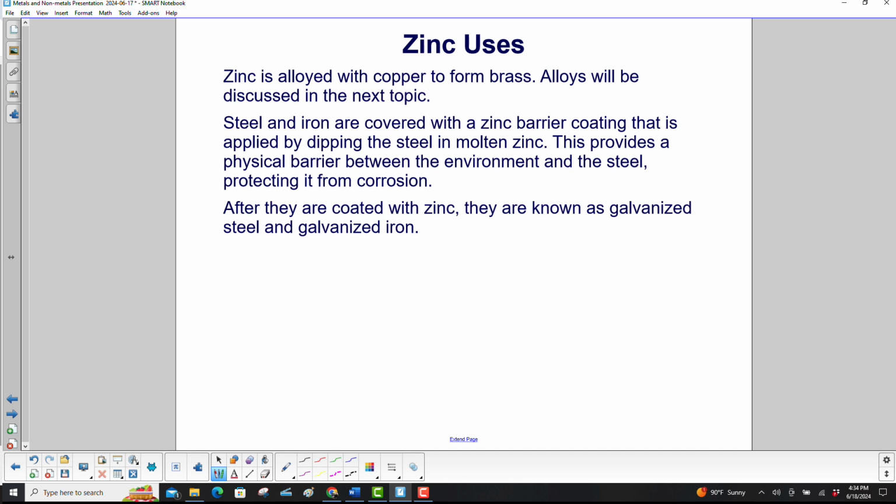Steel and iron are covered with a zinc barrier coating that is applied by dipping the steel in molten zinc. This provides a physical barrier between the environment and the steel, protecting it from corrosion. After they are coated with zinc, they are known as galvanized steel and galvanized iron.